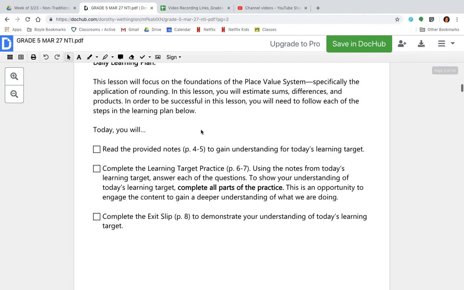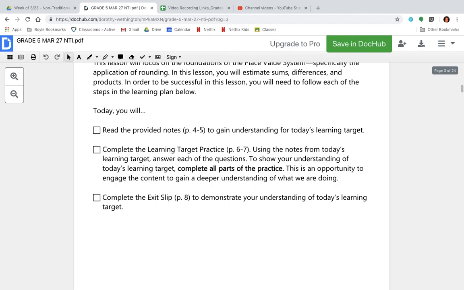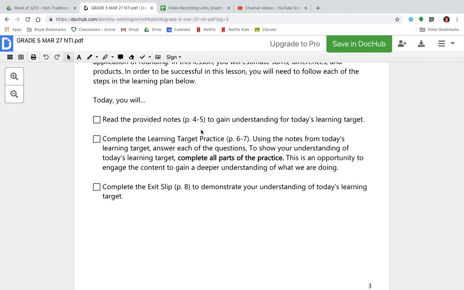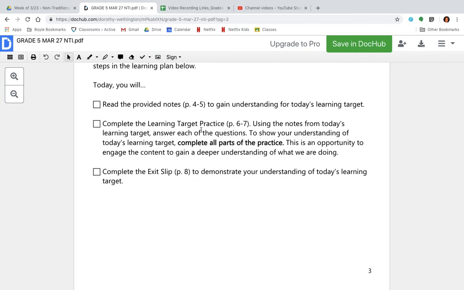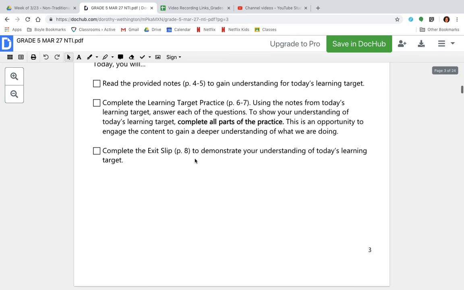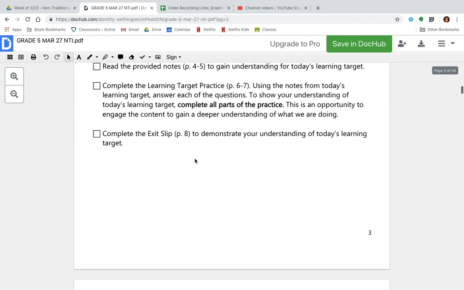Today you will read the provided notes, page 4 through 5, to gain understanding for today's learning target. Complete the learning target practice, page 6 through 7. Using the notes from today's learning target, answer each of the questions. To show your understanding of today's learning target, complete all parts of the practice. This is an opportunity to engage the content to gain a deeper understanding of what we are doing. Complete the exit slip, page 8, to demonstrate your understanding of today's learning target.